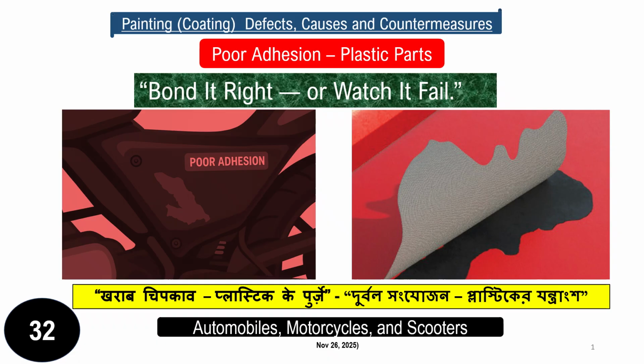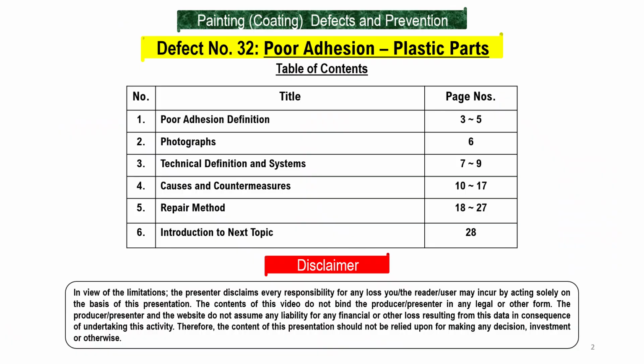And today, our subject of discussion is poor adhesion of paint on plastic parts. This is our 32nd video on the subject of painting defects, their causes, and countermeasures. Our discussion will include the definition of poor adhesion, its photographs, the technical definition of poor adhesion, systematic causes and countermeasures, repair method, and introduction to the next topic.